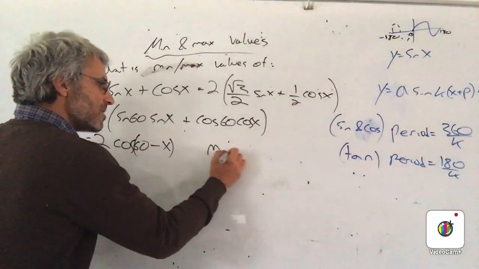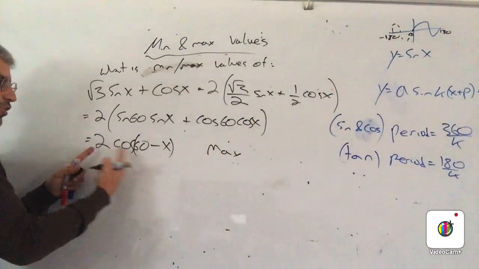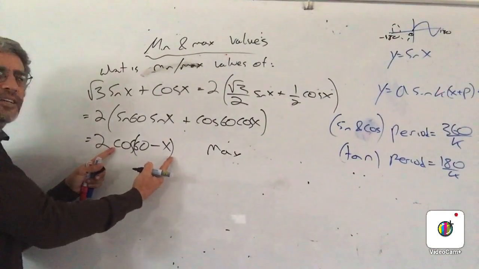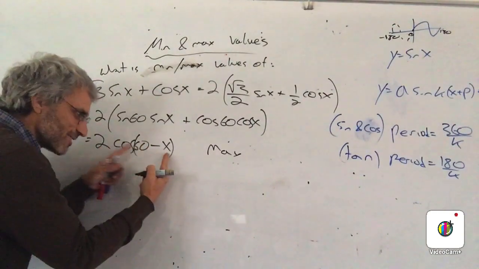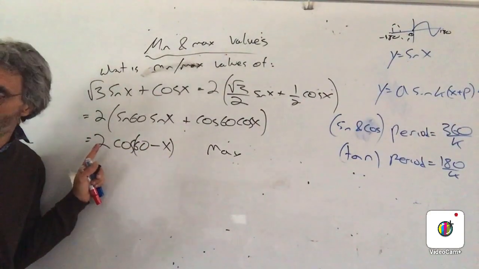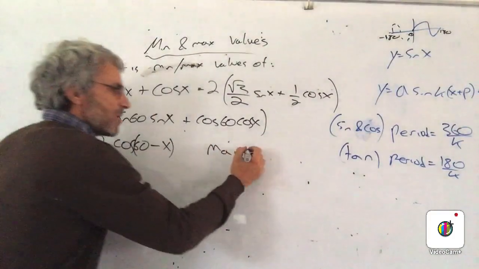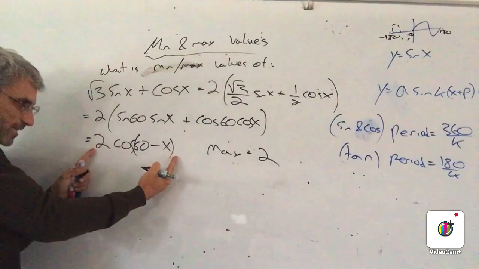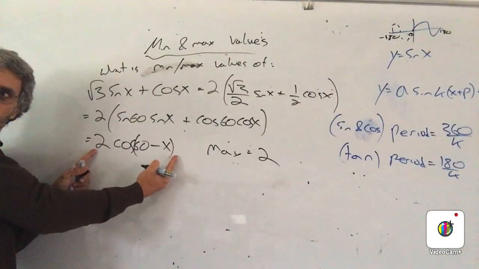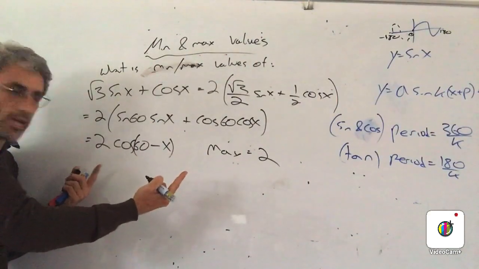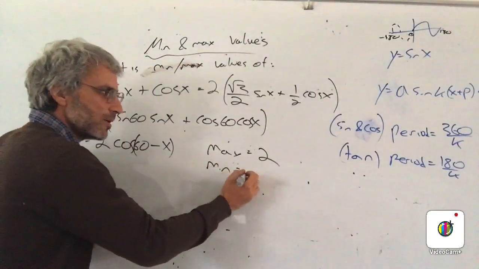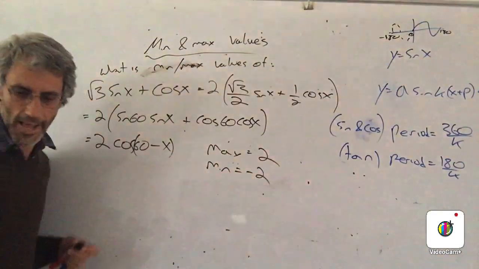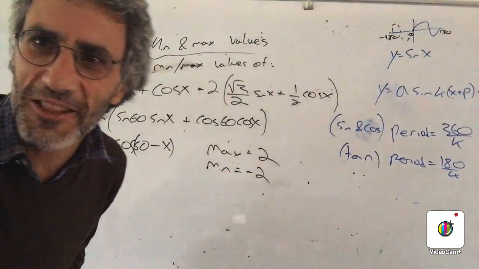So what will be the maximum? That's 2. What's the maximum that cos of 60 minus x can be? Doesn't matter what's inside. What is the maximum that cos can be? It's 1. So the maximum value is equal to 2. The maximum of this is 1, so the maximum of this is 2. 2 times 1 is 2. And the minimum will be negative 2. Let's just check that we got it right.